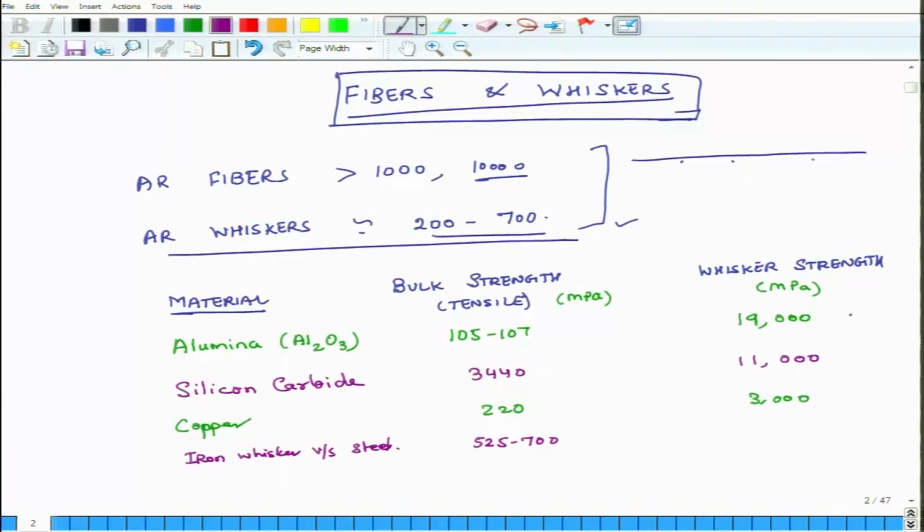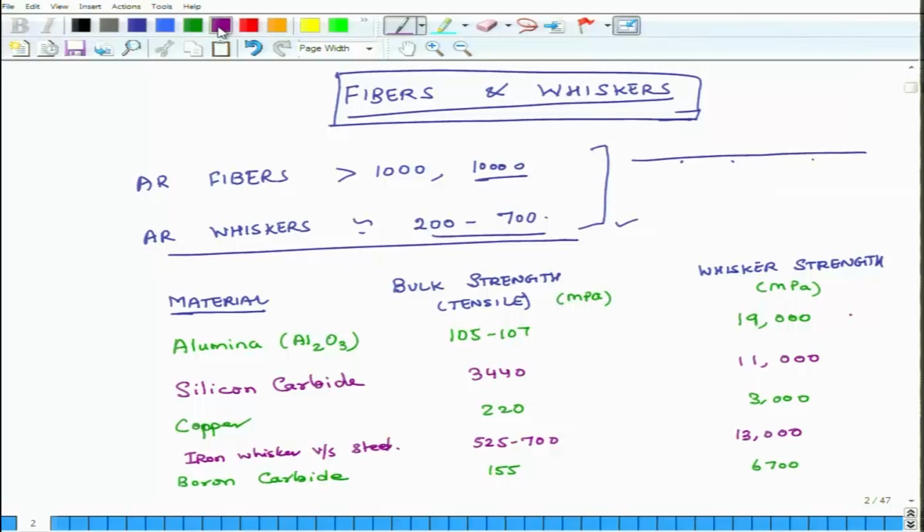But if you just take pure iron and its whisker, its strength is about 13,000, so very high. Two more examples, boron carbide. Boron carbide. So, again it is a non-metal, its strength is about 155 megapascals, whisker strength 6700.